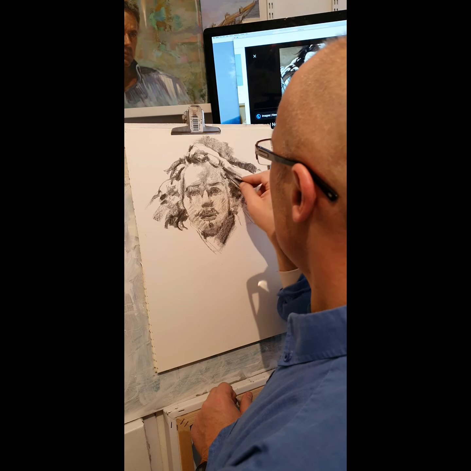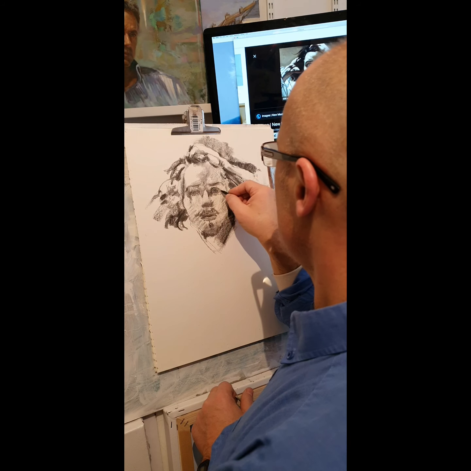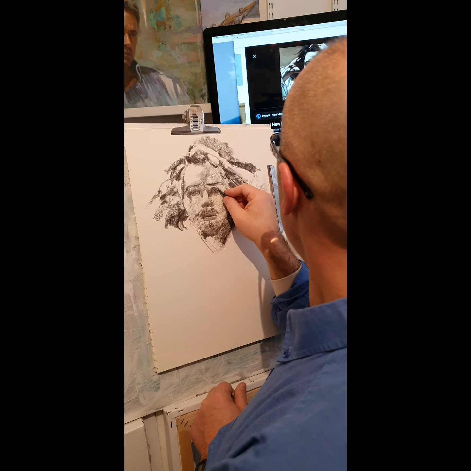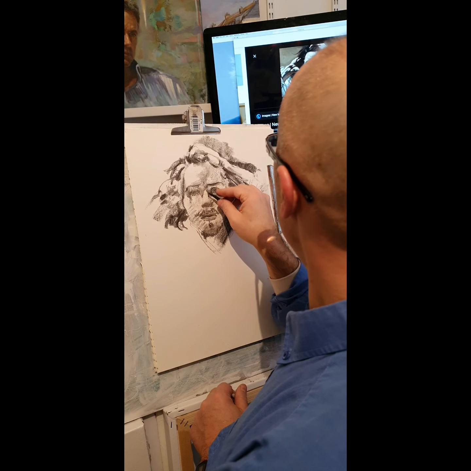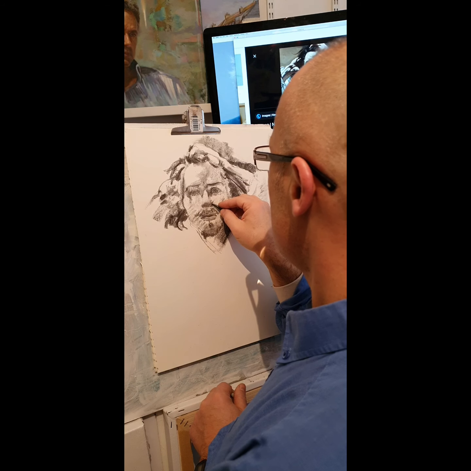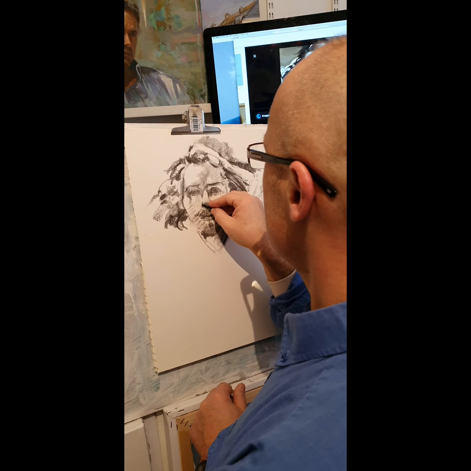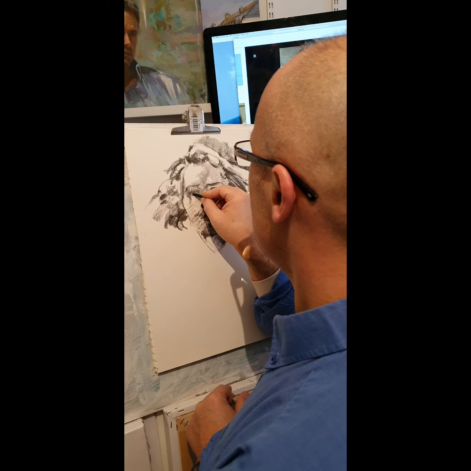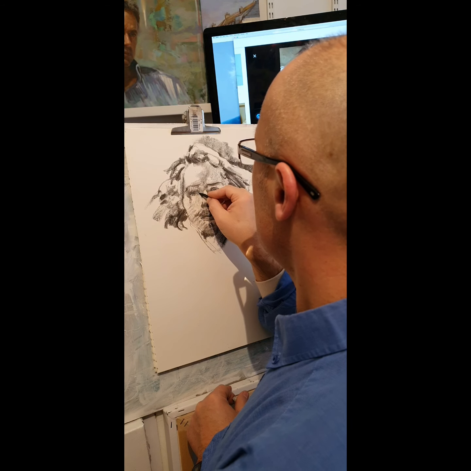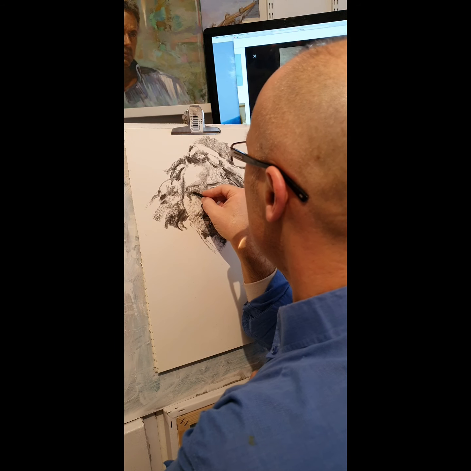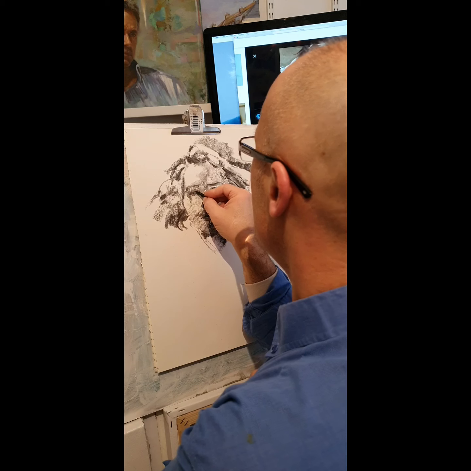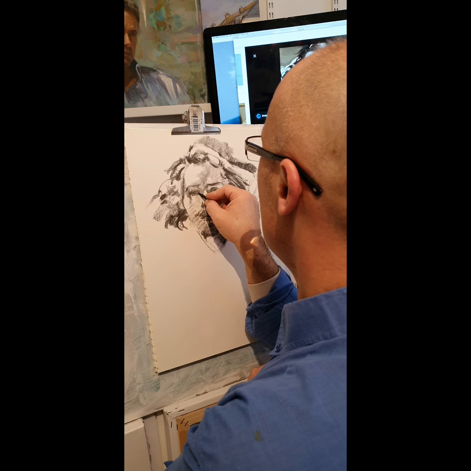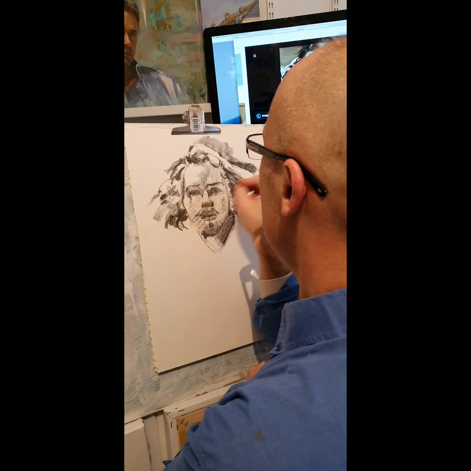And eyes, just emphasize this a bit more. And you have the eyebrow. And you have a nostril. And the other eyelid. The other eye, the eyelid. And then you have the eyebrow. So the eyelid again.